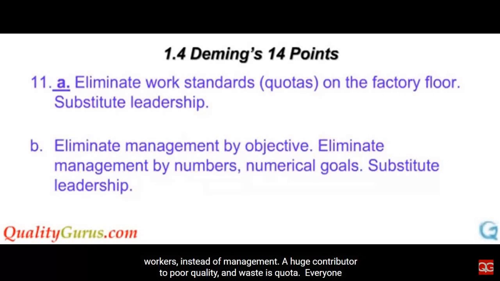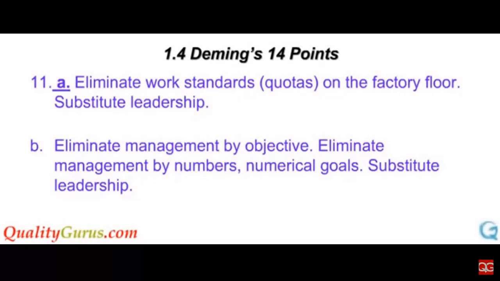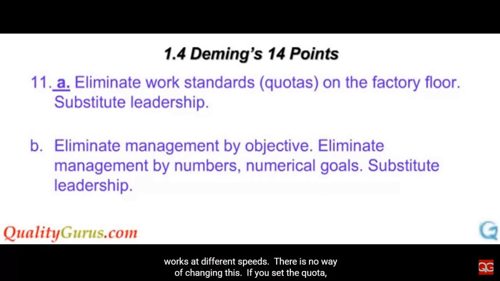A huge contributor to poor quality and waste is quota. Everyone works at different speeds. There is no way of changing this. If you set the quota at the average worker's production rate, then half will be faster than the quota, and half will be slower.